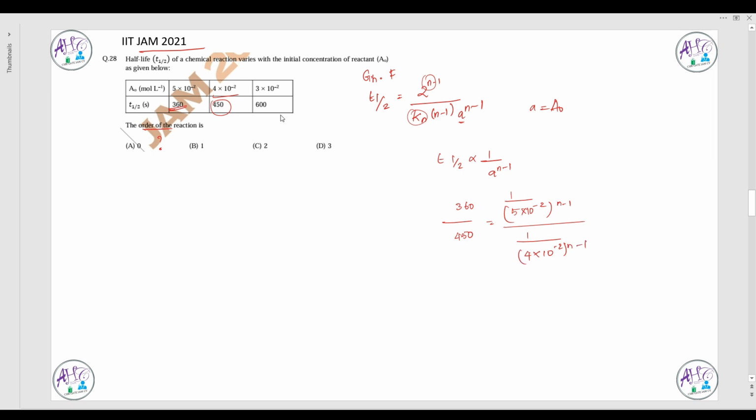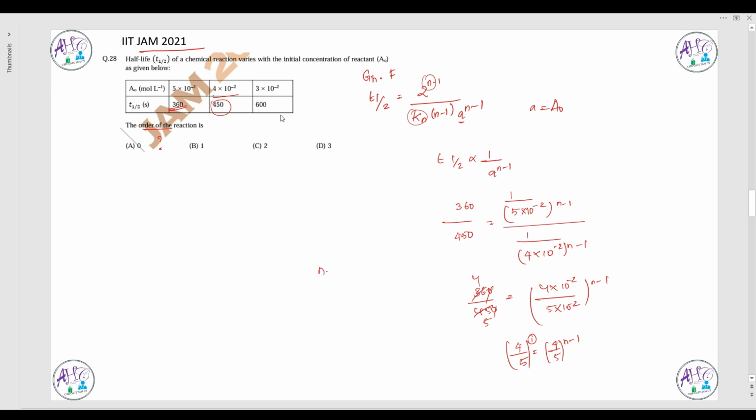Okay, so if you rearrange this, how will it look? This is going to be 360 by 450, equal to 4 into 10 power minus 2 by 5 into 10 power minus 2, whole power n minus 1. So the 10 power minus 2 cancels. 9 times this will be 4, 9 times this will be 5. So what happens? This is going to be 4 by 5 is equal to (4 by 5) power n minus 1. So here the whole power will be 1.